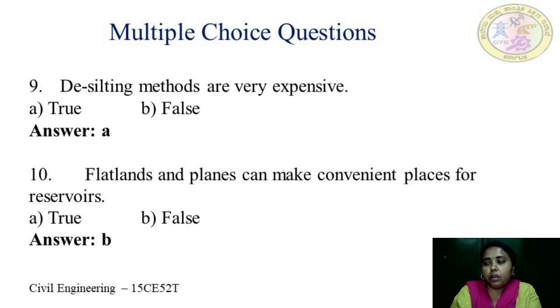And next, the last question: flat lands and plains can make convenient places for reservoirs. The answer is false here, because the areas which are favorable for the construction of a reservoir are either U-shaped glacial valleys or V-shaped river valleys, which are best suited for the construction of reservoirs. So with this we come to the end of this session.